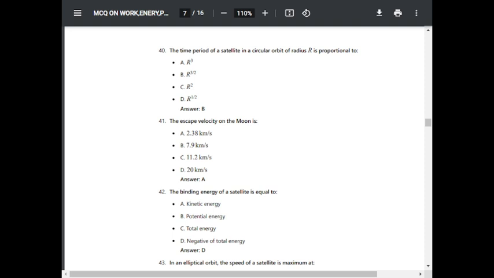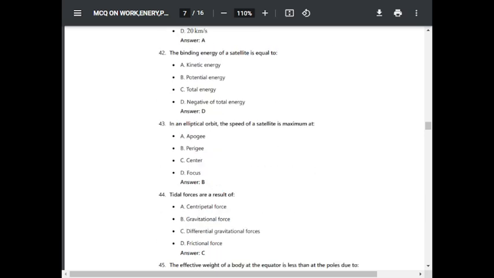Question number 42. The binding energy of a satellite is equal to: option A, kinetic energy; option B, potential energy; option C, total energy; option D, negative of total energy. The correct answer is D. The binding energy of a satellite is equal to the negative of the total energy.